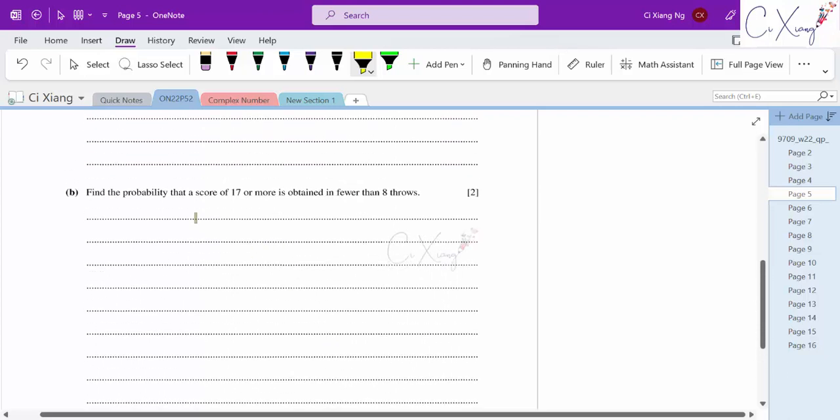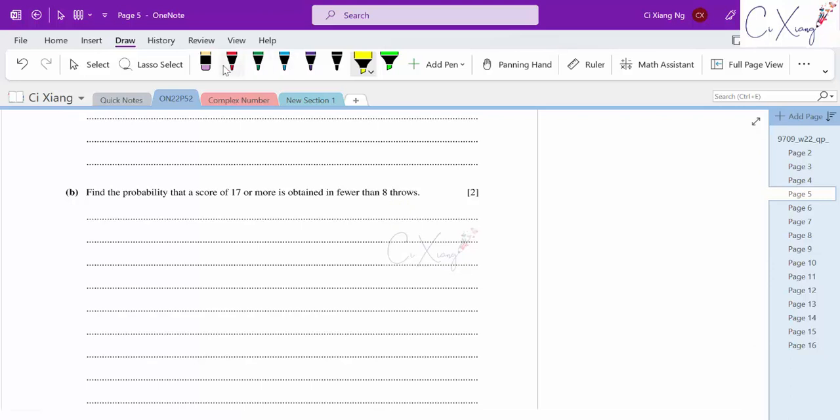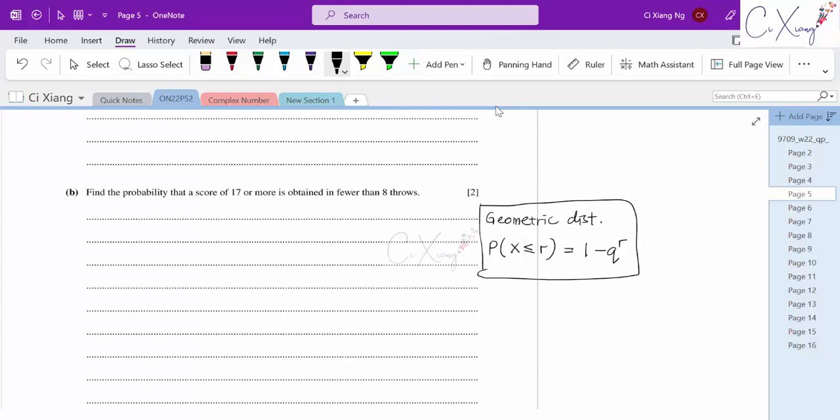For part B, they want us to find that a score of 17 or more is obtained in fewer than 8 throws. Okay, so before we calculate this probability, we just need to recall that in a geometric distribution, we actually have the general formula where P(X ≤ r) is 1 minus q power r. This is a general formula that we can apply straight away when they're asking for this kind of probability.